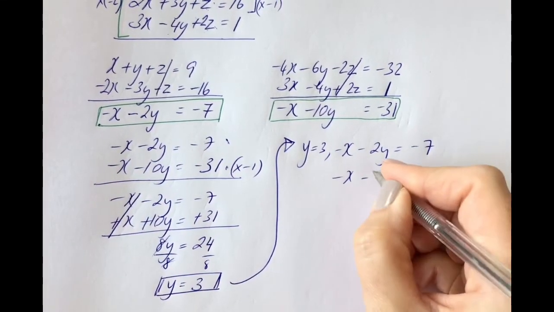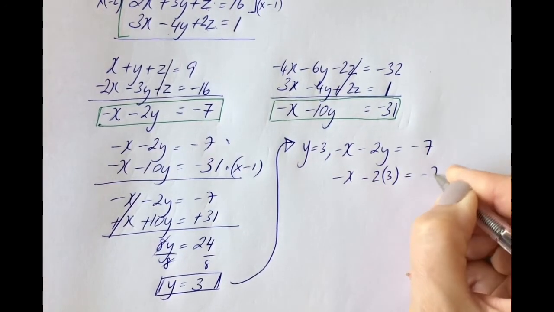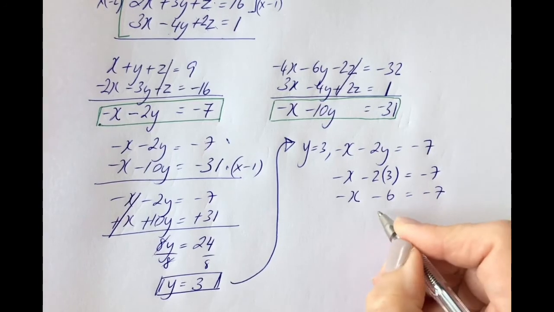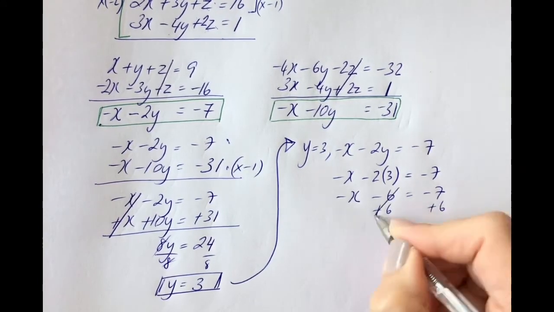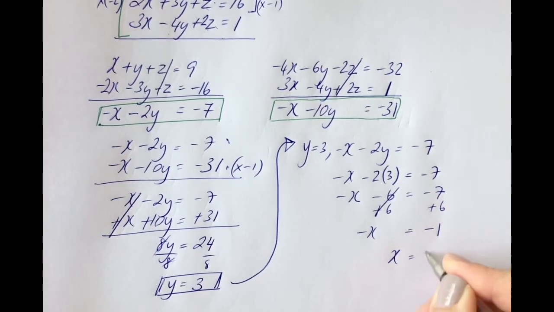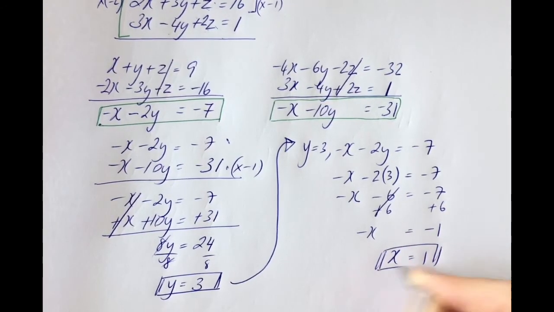So instead of the y, I'm subbing in 3. That gives me minus x minus 6 equals minus 7. Add 6 to both sides, and I get minus x is equal to minus 1, and therefore x is equal to 1. Okay, so there's two of my solutions. So now I've got two solutions.